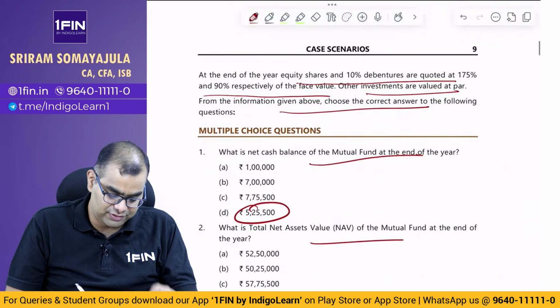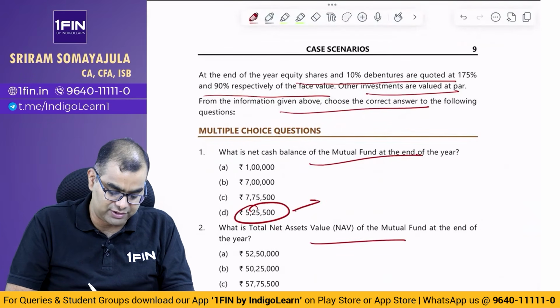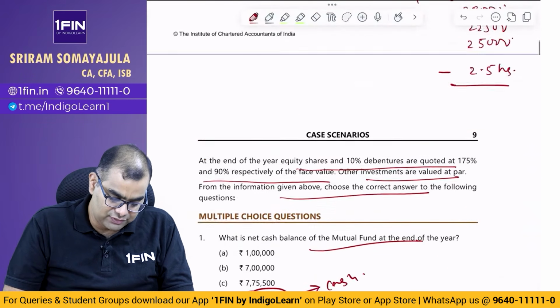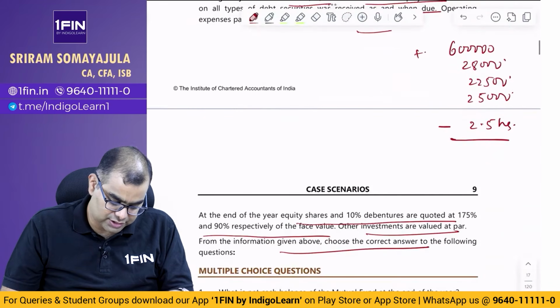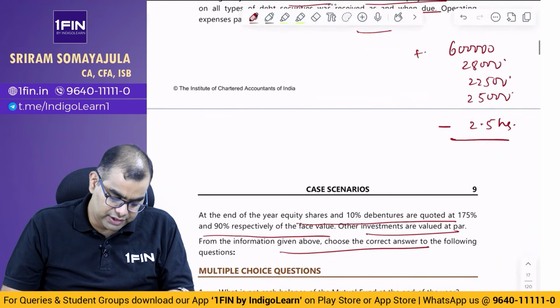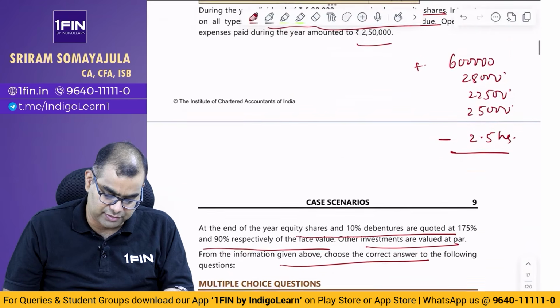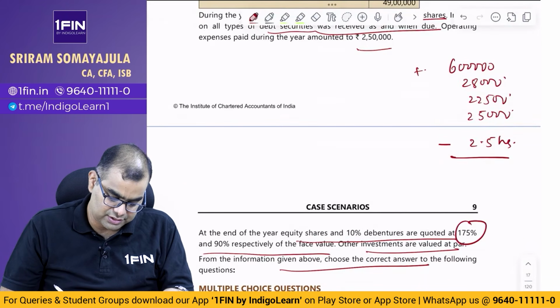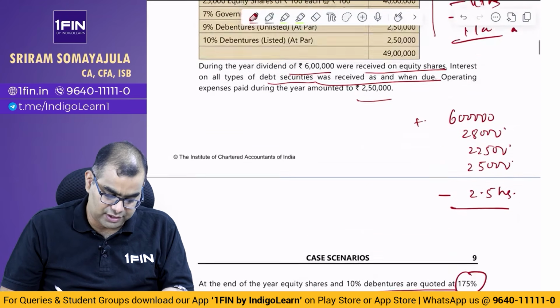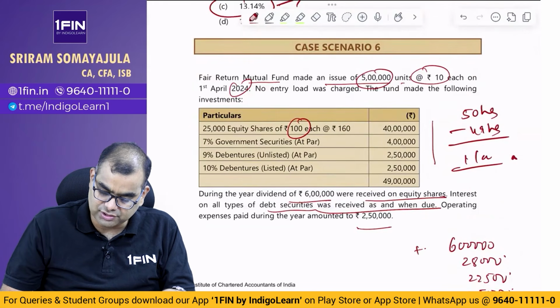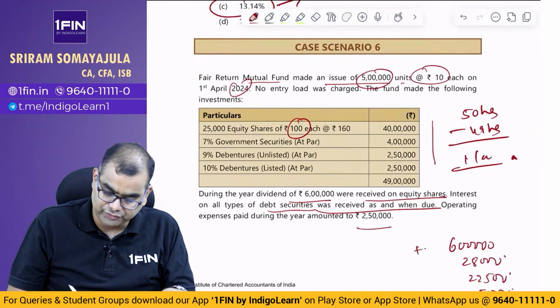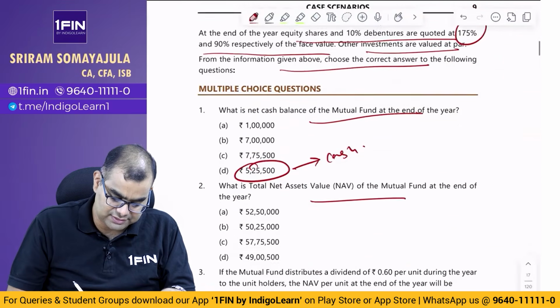Then what is the NAV of the fund at the end of the year? See, 5,25,000 you'll add as cash. What about the value of the items? Shares. At the end of the year, equity shares and 10% debentures. Equity shares at 175% of face value. What is face value? 100 each. So 25,000 into 175. That is 43.75 lakhs.